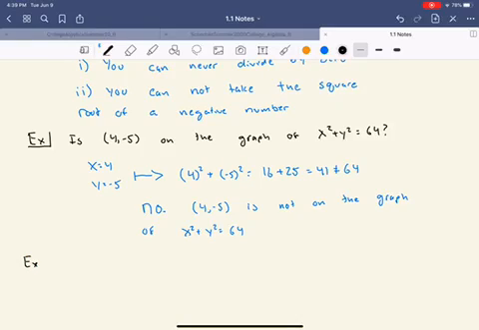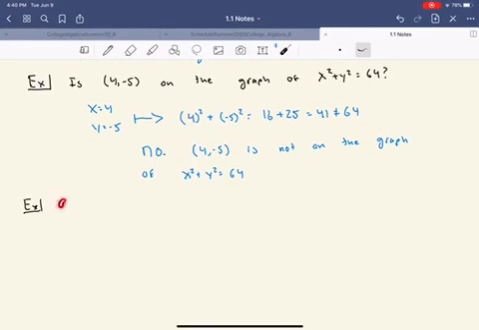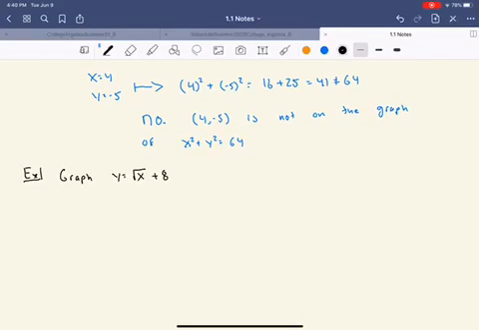Another example is we might actually be asked to graph something. We're going to graph something like this later, which is a circle. You might know that already, but we're going to graph something a little differently. Let's graph y equals square root of x plus 8. Okay, so an easy way to graph these is to start by making XY charts.